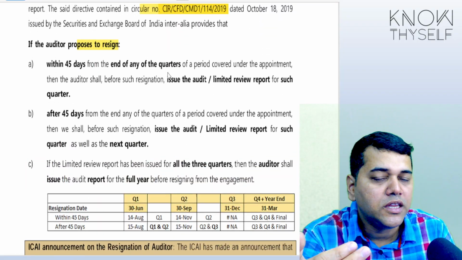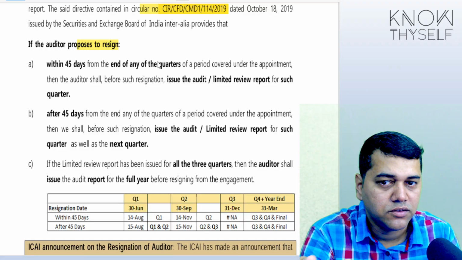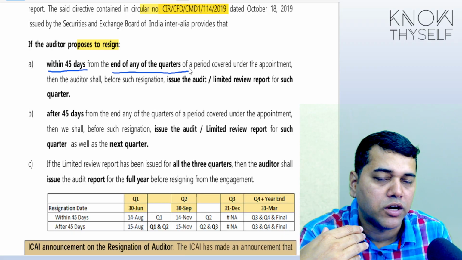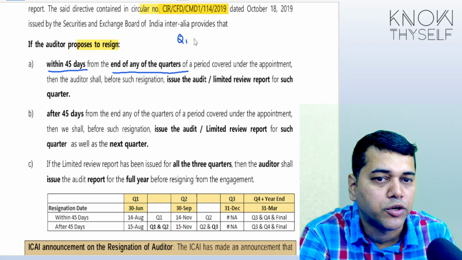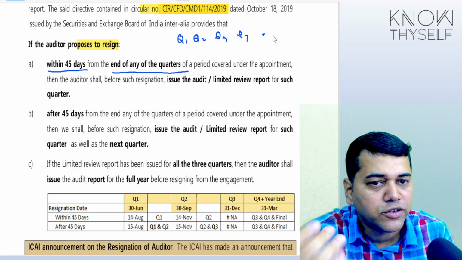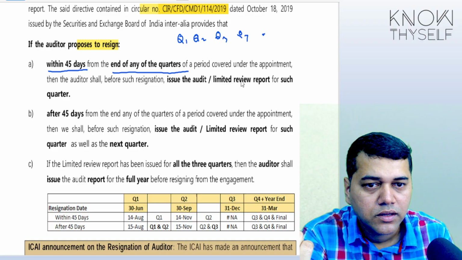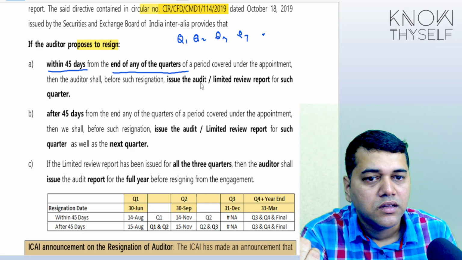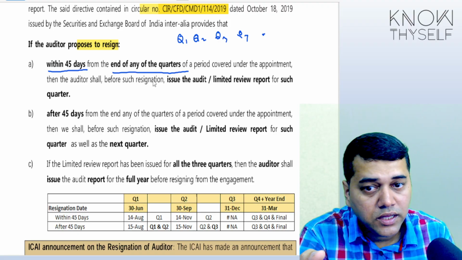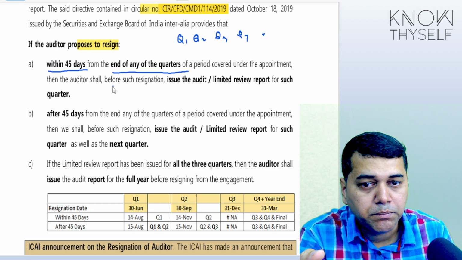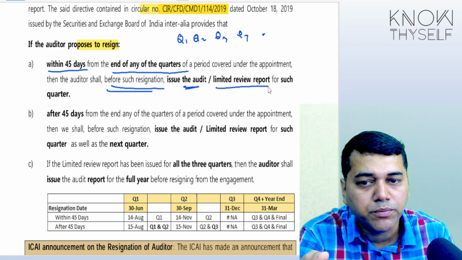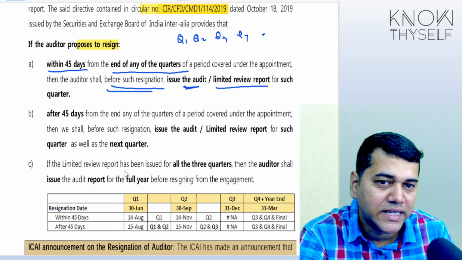Now, in between the audit of a listed entity, if you want to resign, what should you do? If you resign within 45 days from the end of any quarter, because you have a responsibility of quarterly reporting, quarter 1, quarter 2, quarter 3, quarter 4, and for you Ind AS 34 is applicable, quarterly reporting, interim financial statements, then the auditor shall, before such resignation, issue the audit and limited review report for that quarter. I'll explain with an example.